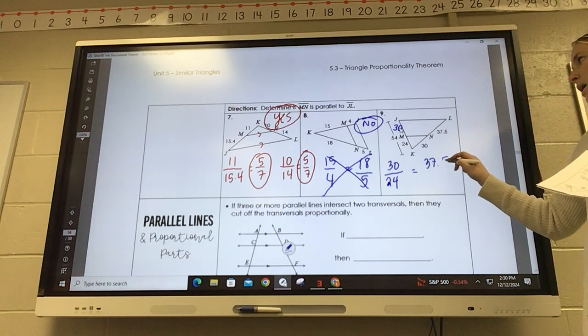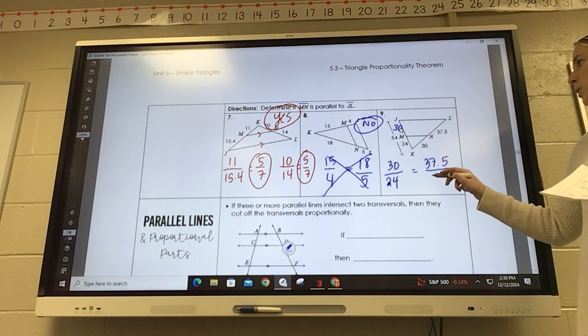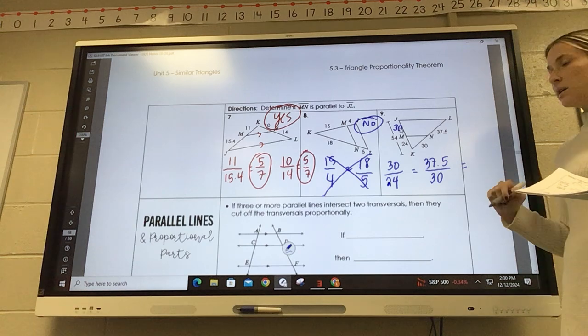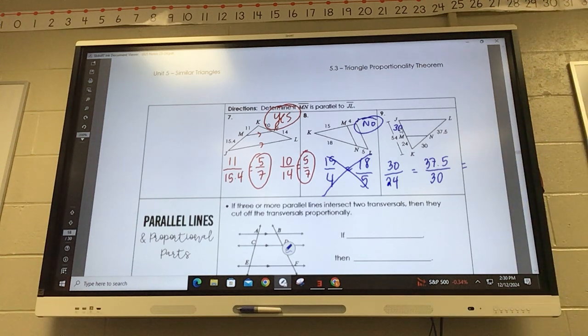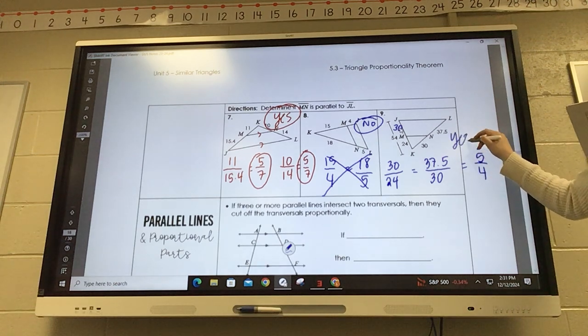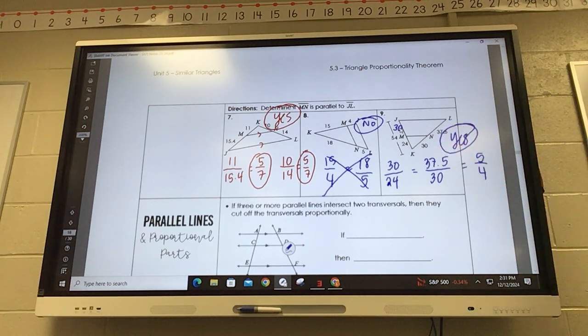So the way I did my first, I'd have to put 37.5 on top and 30 on bottom. What do those reduce to? 5/4. Do they both reduce to 5/4? So are they parallel? Yes. Okay. Does that make sense?